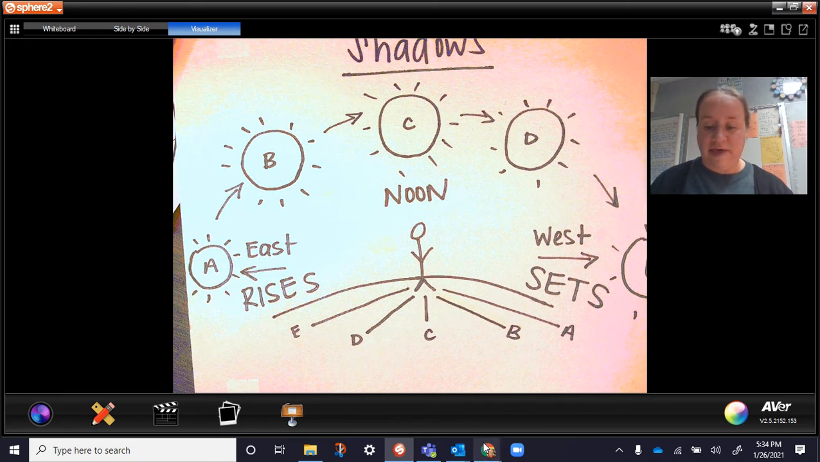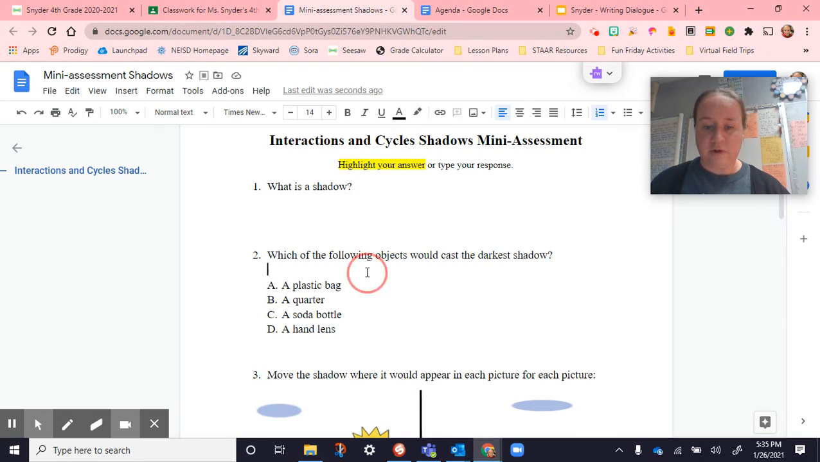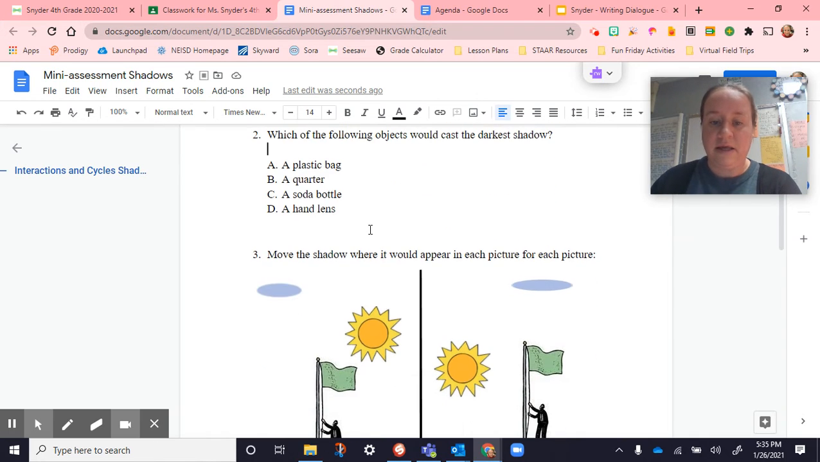And thinking about that, go back to this question here. Which one of these would, when I say cast, would make the darkest shadow? So think about that light traveling through it. What's going to block the most sun? Because remember, that's where you get that shadow created, from having that light being blocked.